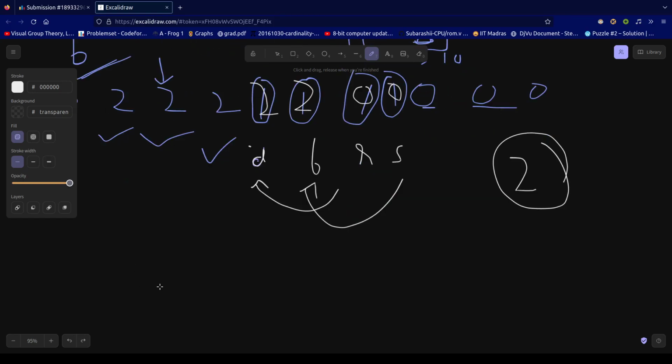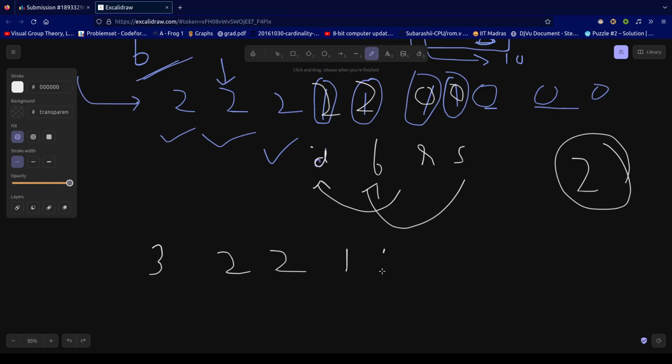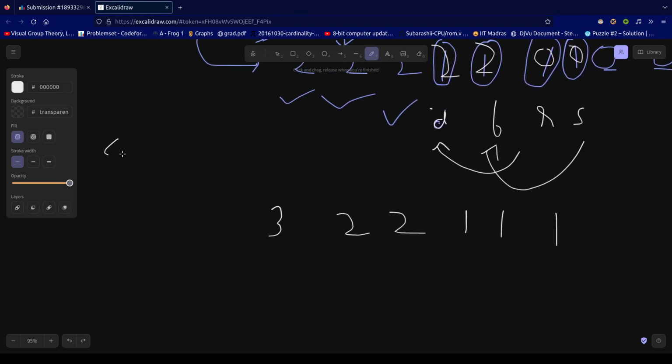Now let's think about a different frequency array in which the array elements are 3, 2, 2, 1, 1, 1. Yeah, we'll take this example. So this might be for something like this.